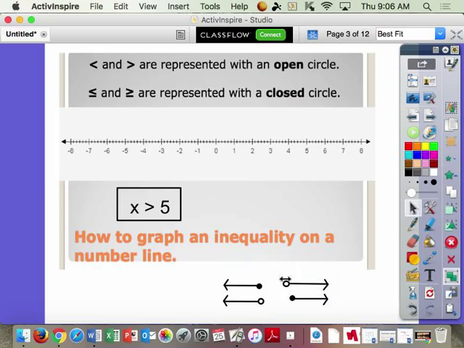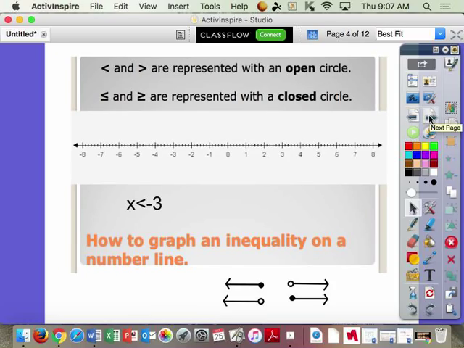So we're going to take this arrow, and I'm going to put it on the number 5. And then I'm going to have my arrow go all the way to the right. Okay? So you need to put an open circle at 5, and you're going to put an arrow all the way to the right. Okay? We're going to go on to the next one.